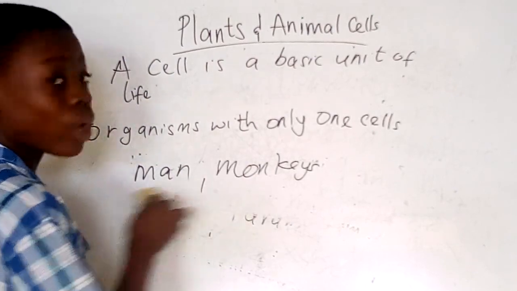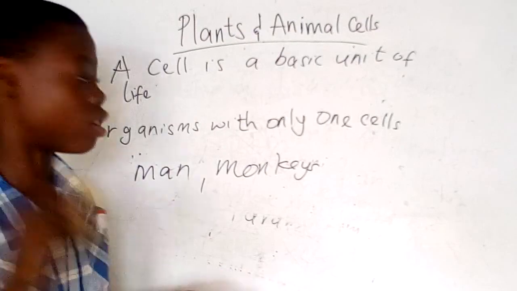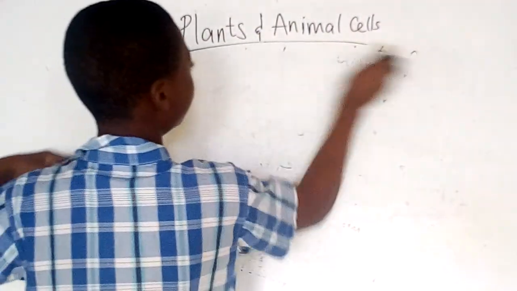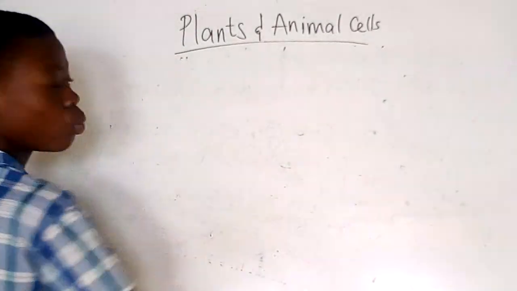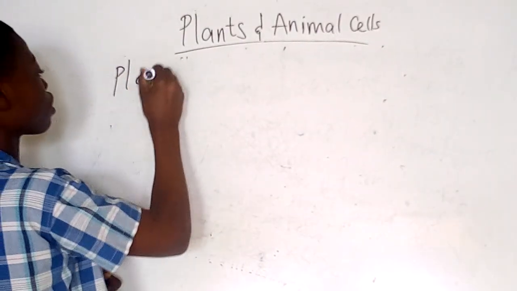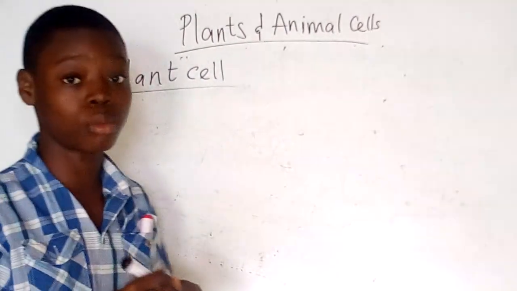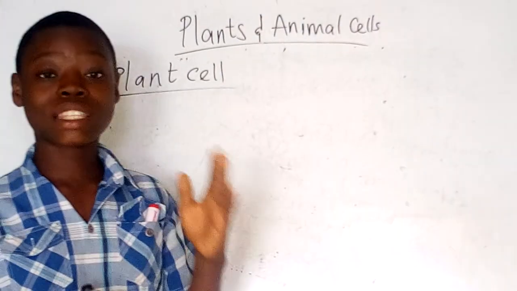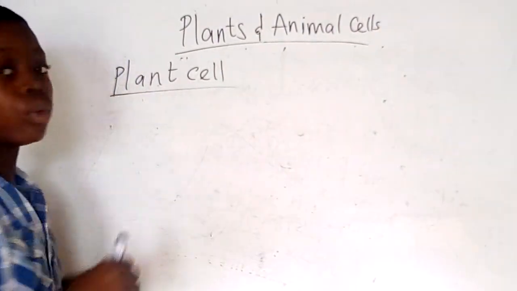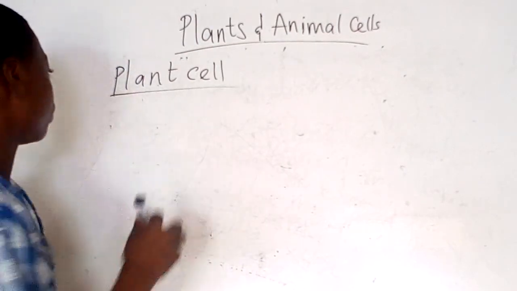Okay, we are going back to our main topic, plant and animal cells. Okay, let's move on since you understand up to here. So now you're going to take the plant cell. A plant cell is a cell that is found in the plant. Okay, we are going to draw the structure of the plant cell and label it nicely. So let's go.